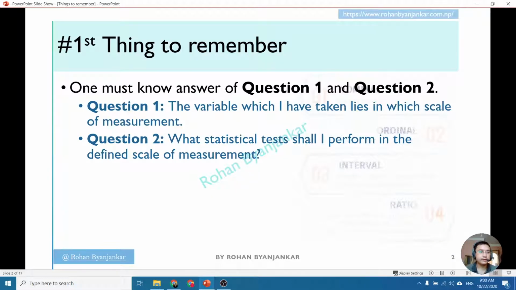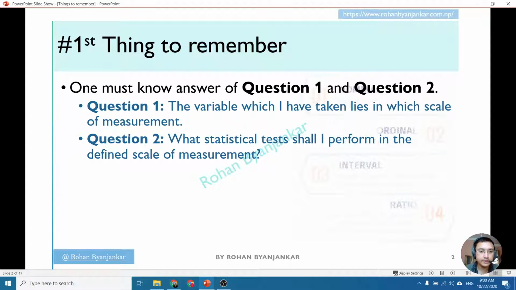So now let's start. The first thing to remember is we must be able to answer these two questions. Question number one and question number two. The variables which I have taken lie in which scale of measurement? One must know which scale of measurement the variable they have taken lies in. Such as if I take the variable gender, then gender is a categorical variable, so it lies in the nominal scale.